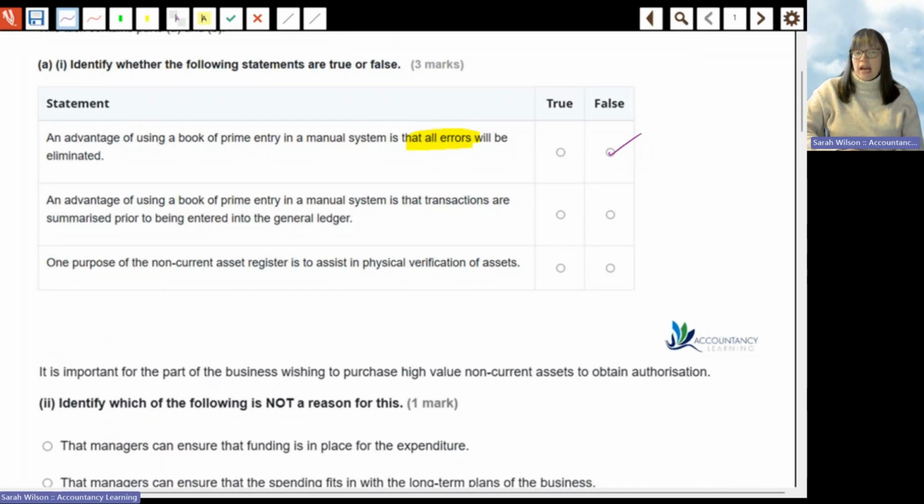An advantage of using a book of prime entry in a manual system is that transactions are summarised prior to being entered into the general ledger. So here they're summarised. So this is true.